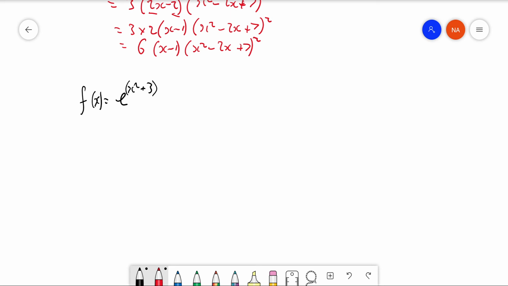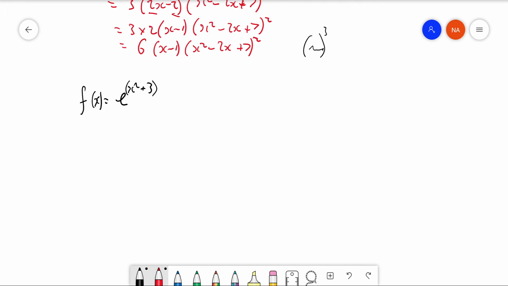And we're ready to go. Okay, I'm going to differentiate this. Now, e's are different. Before, we had things to the power 3 or 4 or 5 or something like that. It didn't really matter what was in there too much. But e's are different.